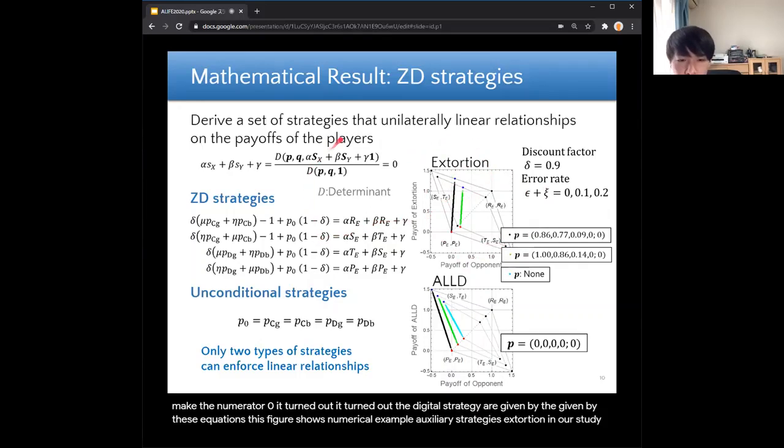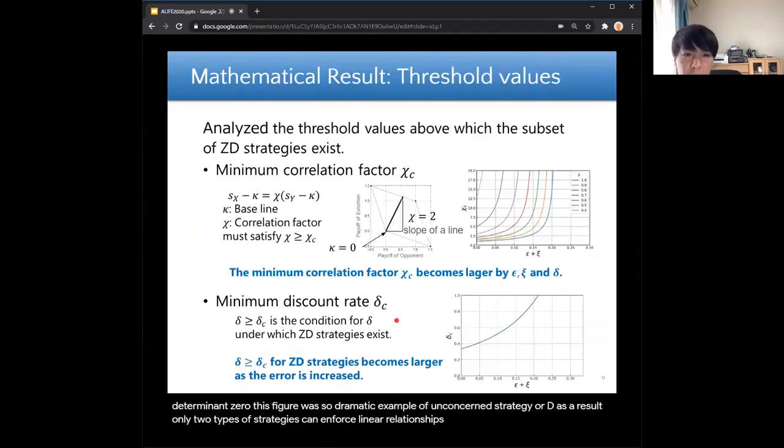In our study, we analyzed the numerator further. We revealed that an unconditional strategy also makes the determinant 0. This figure shows a numerical example of an unconditional strategy, or ALLD. As a result, only two types of strategies can enforce linear relationships. Finally, we analyze GD strategies further and derive a threshold value above which a subset of GD strategies exist.